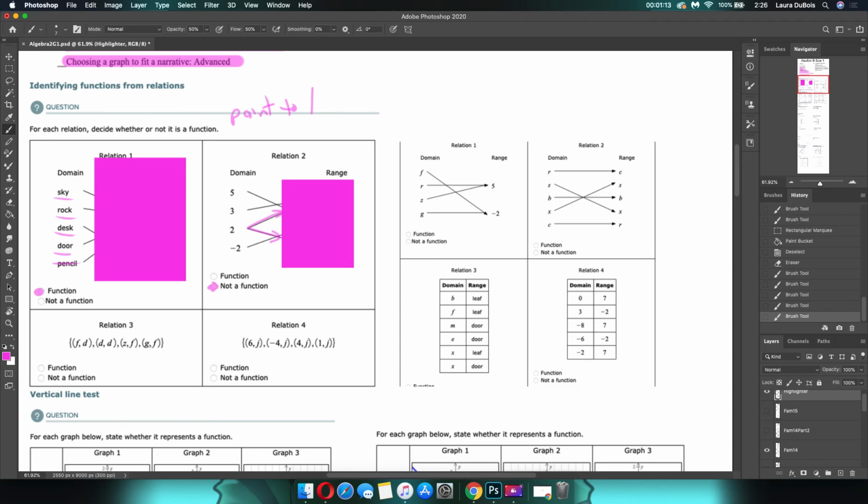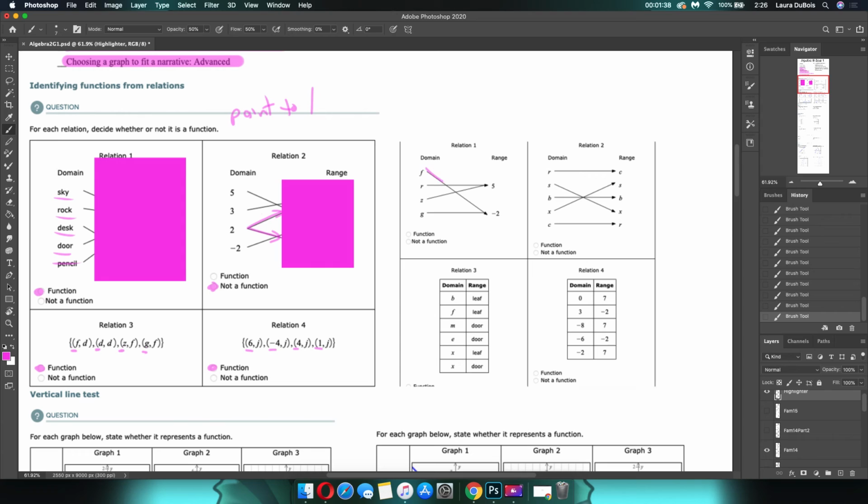Over here, when they give it to you as a list like this, you're looking at your first value only, and the question you are asking yourself is, does it repeat? F, D, Z, G. Is any of that repetition? No. Pass. It's a function. 6, -4, 4, 1. Does any of it repeat? No. Pass. It's a function. That's what you're going to be doing for these, and they tend to give it to you in two to three flavors.